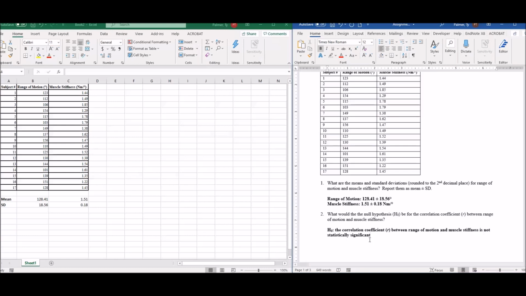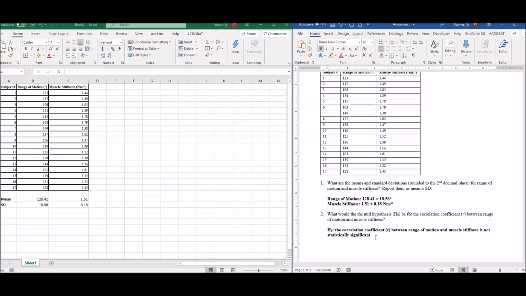In its simplest terms, the null hypothesis when dealing with correlations, what is it? Basically, it's R is not statistically significant. All I've done here is just expand upon that. I'm basically saying the same thing, just being more specific to the research question. The research question asks about the variables we're looking at, the correlation coefficient between range of motion and muscle stiffness. So to be more specific to answer that question, I could say something like this: the correlation coefficient between range of motion and muscle stiffness is not statistically significant. Basically the same thing that's stated in the PowerPoint, but just more specific to our research question.